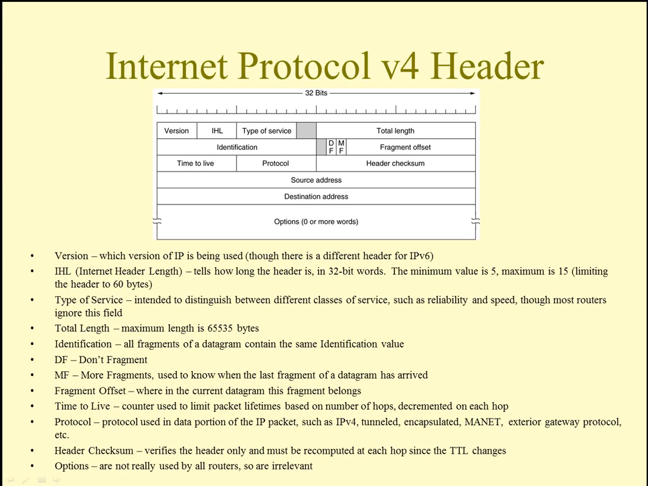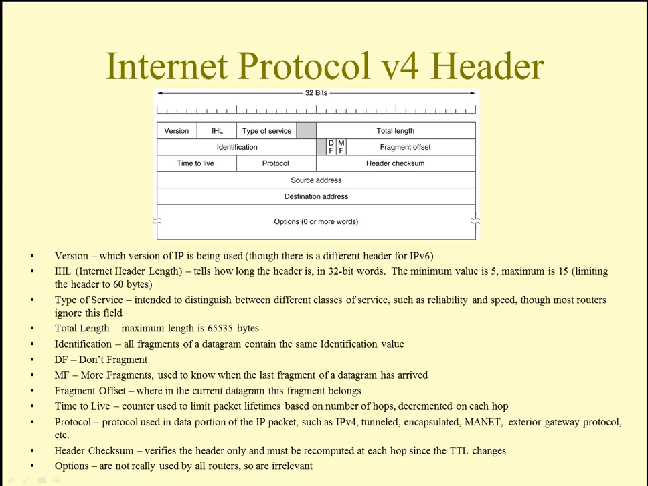So we would tunnel our IP version 4 packet through an IP version 6 packet. Are we using a mobile ad hoc network or an exterior gateway protocol? You can look up all the different protocols. There's over 100 different values that can go into the protocol field.